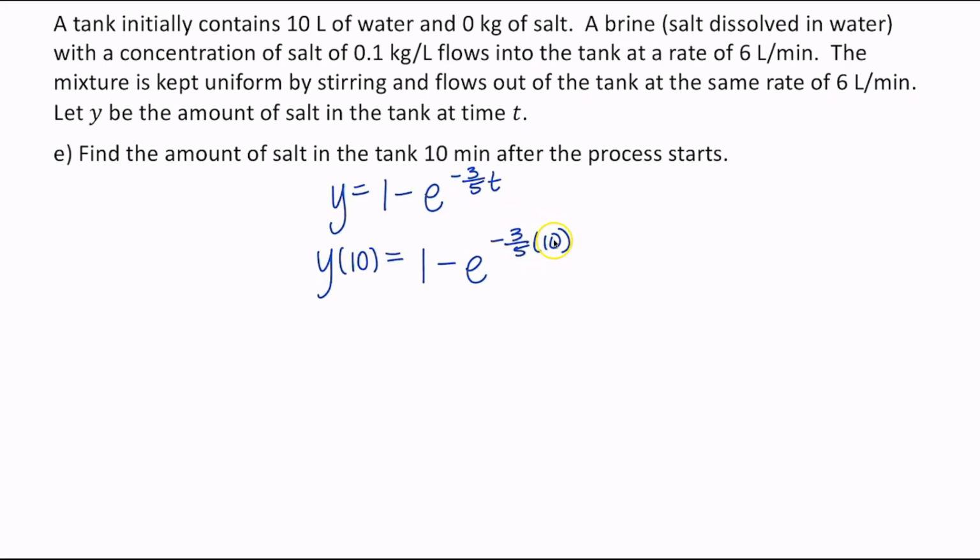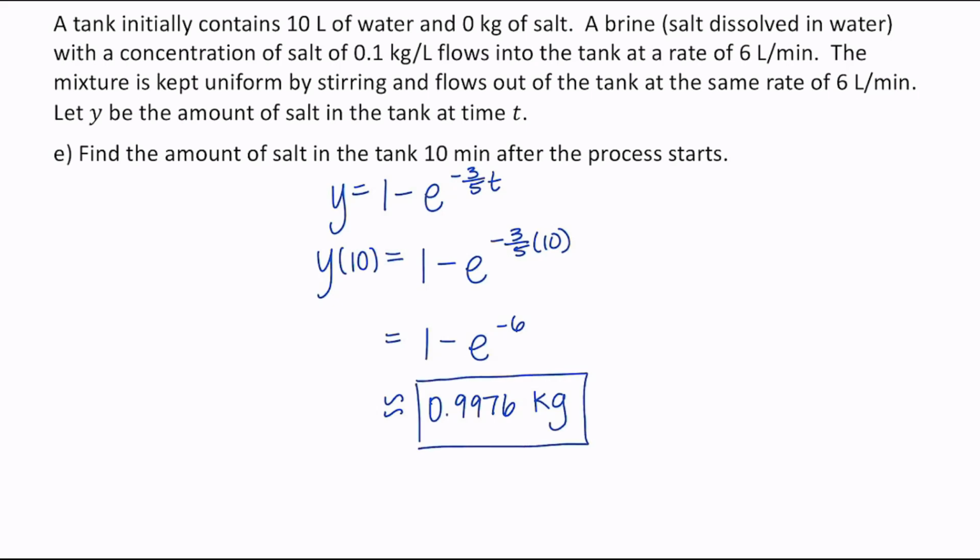So here, 5 goes into 10 2 times, so this exponent is going to end up being negative 6. So we have 1 minus e to the negative 6. And if we substitute that into a calculator, we're going to get approximately 0.9976. And what are the units? Well, this is an amount of salt, and we measured our salt in kilograms. So approximately this much salt in kilograms is in the tank after 10 minutes.